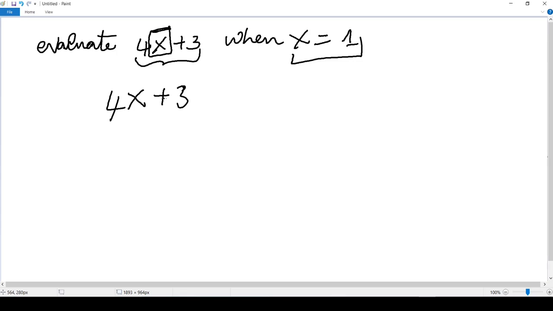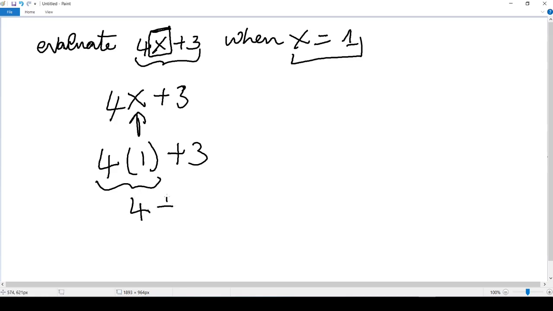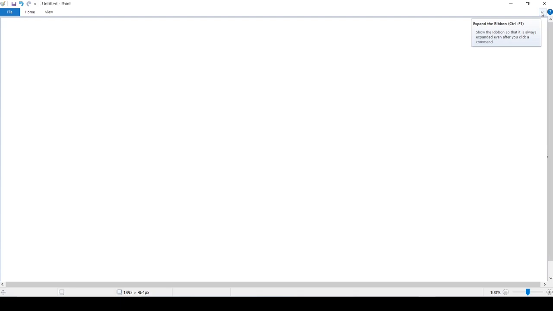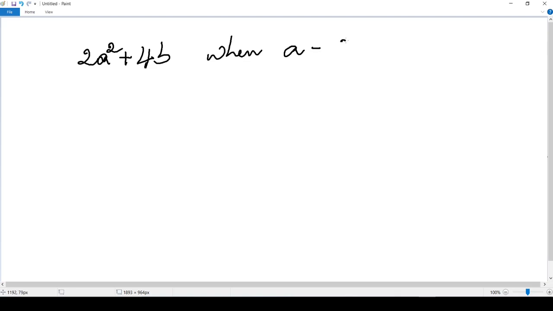And here I only see x one time. So 4 multiplied by 1 plus 3. And from here, I will perform my operations. 4 times 1 is 4, plus 3, and 4 plus 3 is 7. So my evaluation gives me 7 as a result.